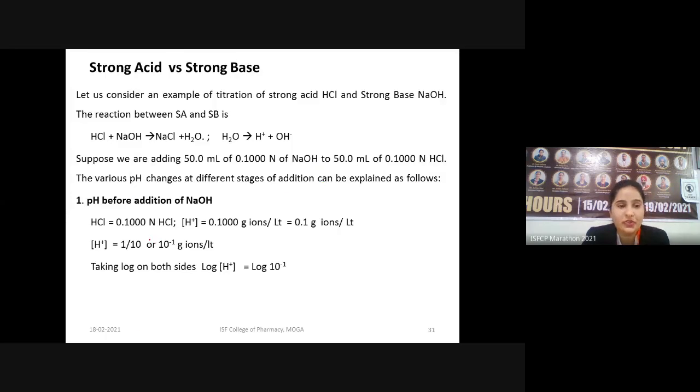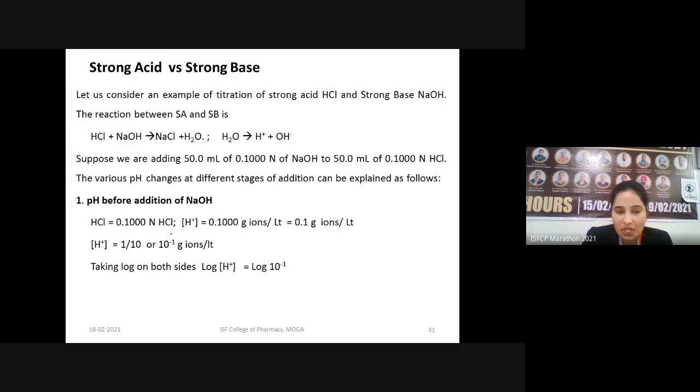So the first one is pH before the addition of sodium hydroxide. The first point was the point at which we have not added any sodium hydroxide solution. At that point, we had only hydronium ions. So we have 50 ml of 0.1 normal HCl solution. So the concentration of HCl is 0.1 normal.